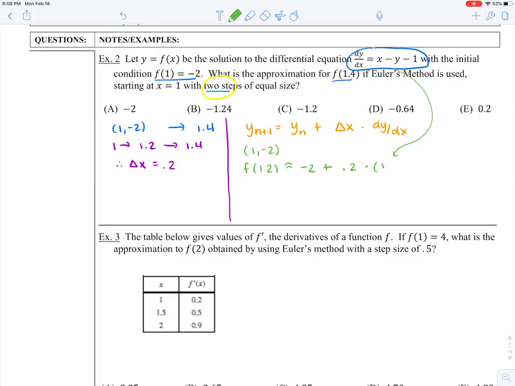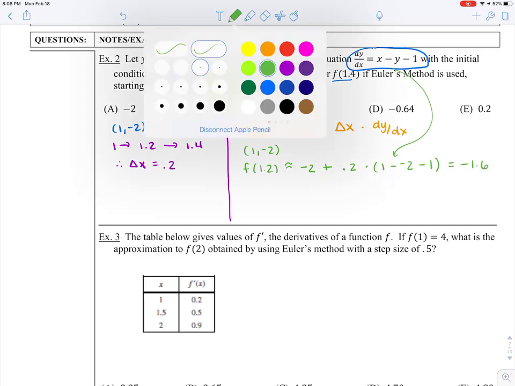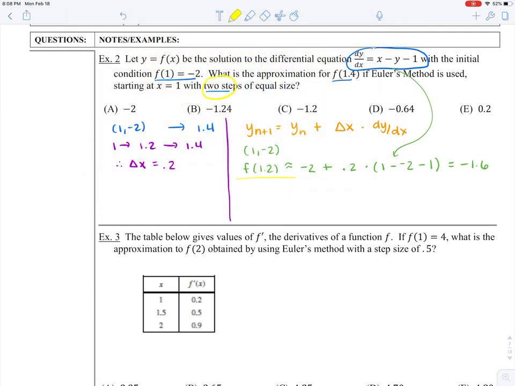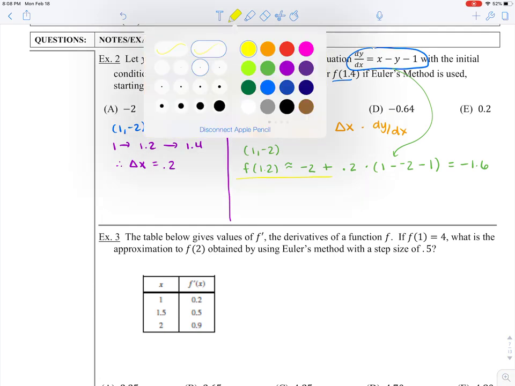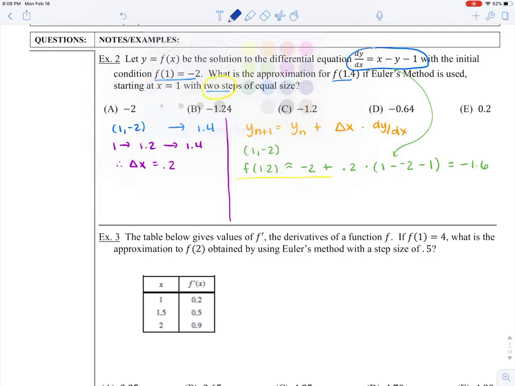So x minus y minus 1. So -2 plus 0.2 times 1 plus 2 minus 1 should be approximately -1.6. I like to draw a line because that is one step, and I like to write my next point. My next point is 1.2 comma -1.6.